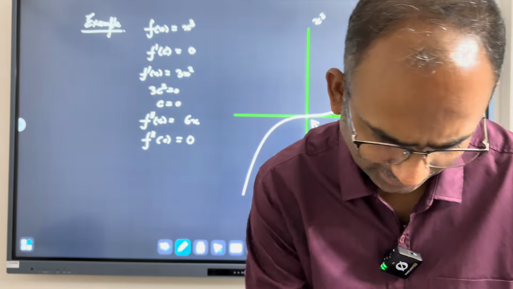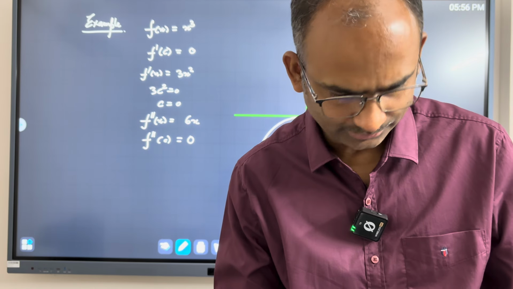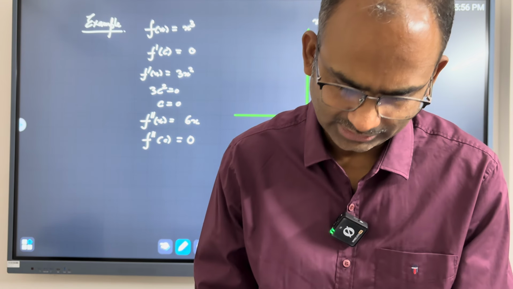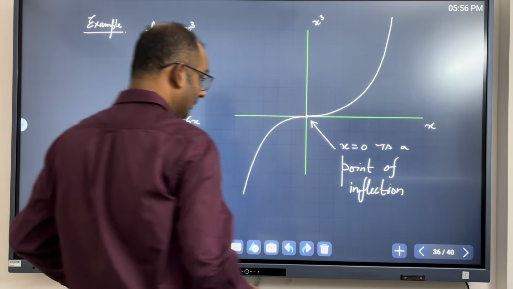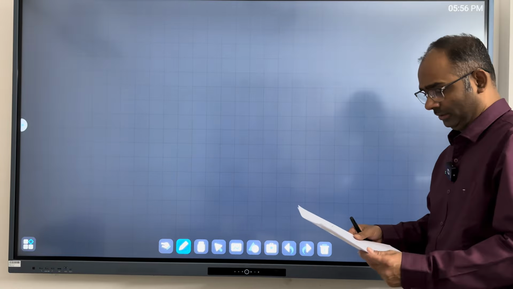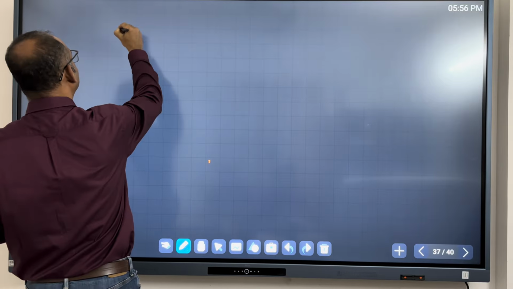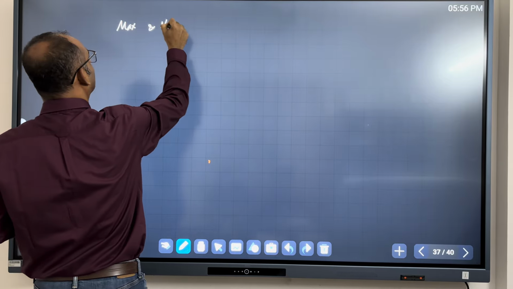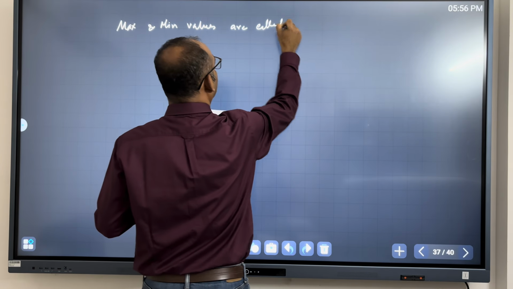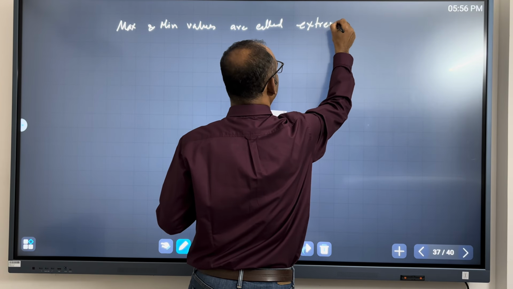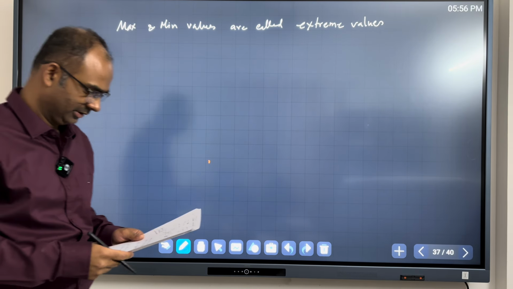Now before closing this part, I want to tell you about some notation and some names, so that you can easily refer to those things. So as I said, maximum and minimum values are also called extreme values. Not surprising, that's a reasonable name.